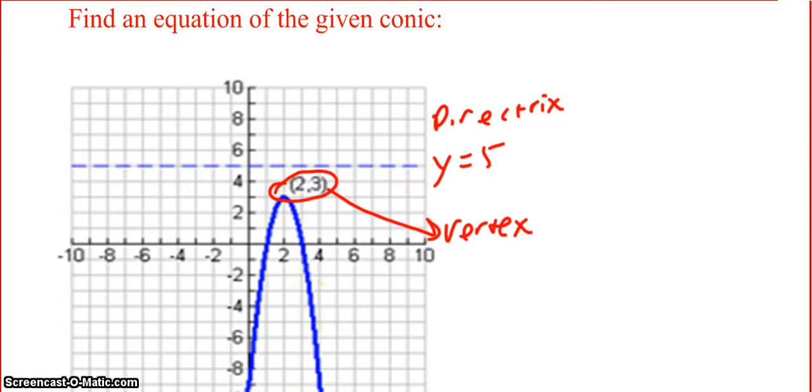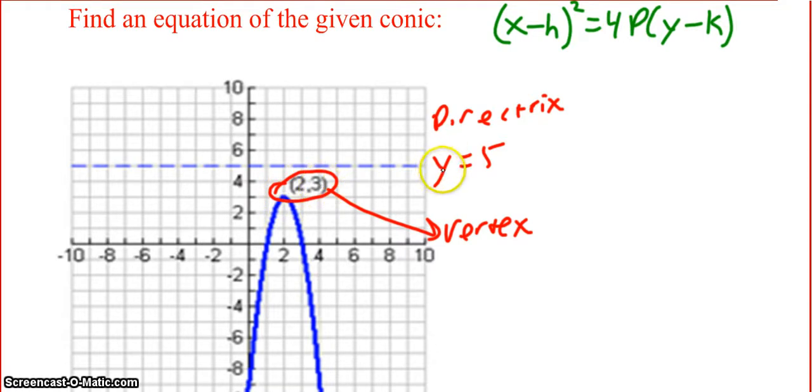So if the parabola is opening down, it is going to be an x squared parabola. So it'll be of the form x minus h squared equals 4p times y minus k. But since it's opening down, the p-value is going to be negative. What is the p-value? Well, if the vertex is at the point 2, 3, and the directrix is the line y equals 5, the p-value must be 2. In this case, it's going to be negative 2.